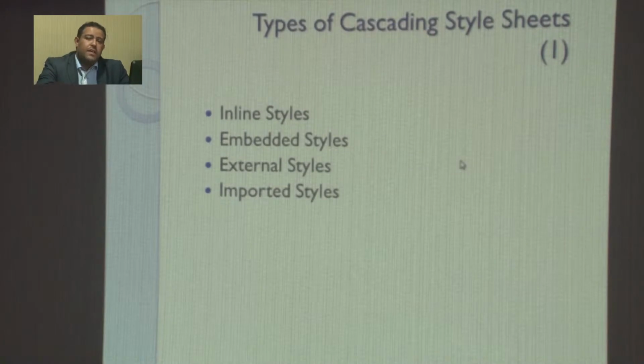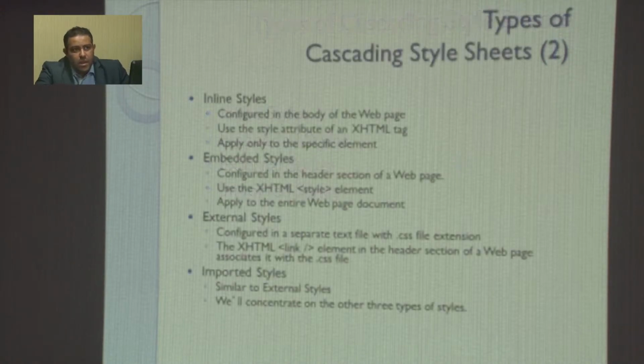In fact, there are 4 types of cascading styles. The first one is inline styles, then embedded styles, external styles, and imported styles. Let's start with inline styles. Inline styles are configured in the body of the web page, use the style attribute of an HTML tag, and apply only to the specific element.